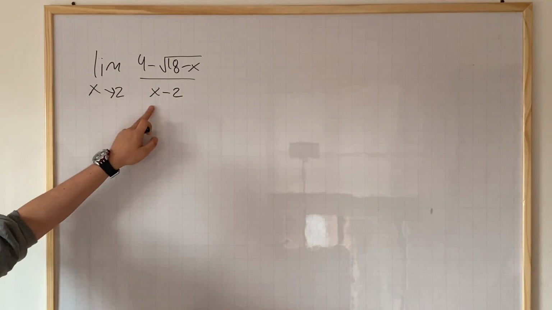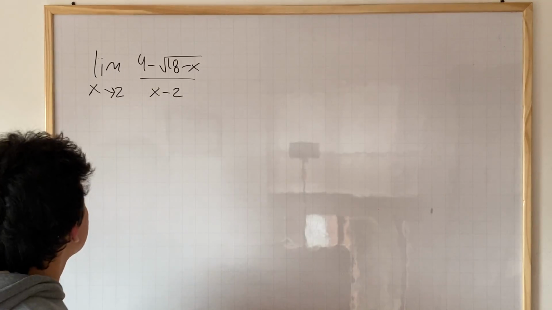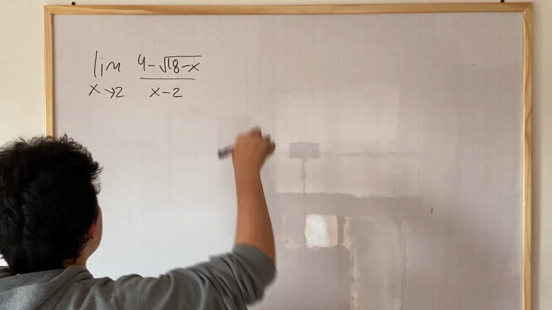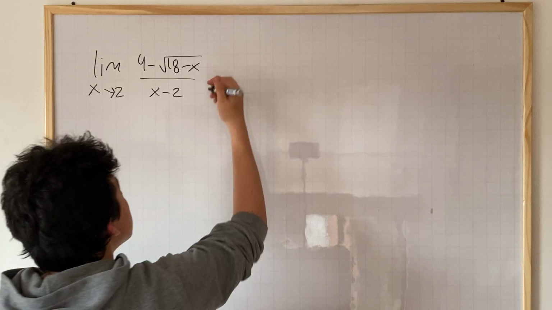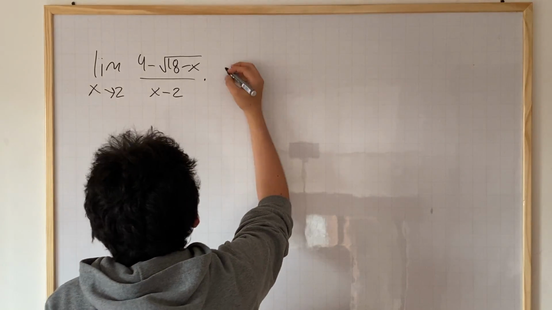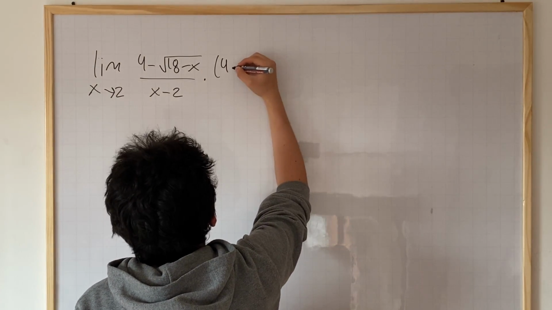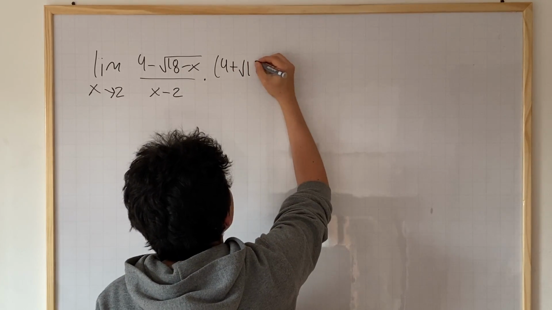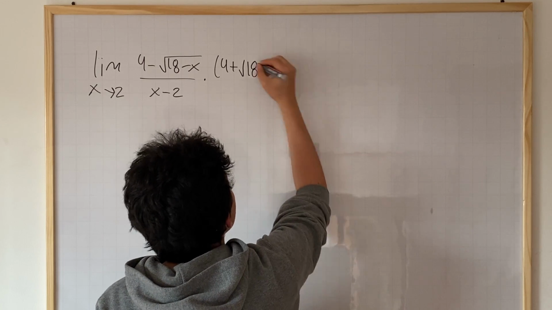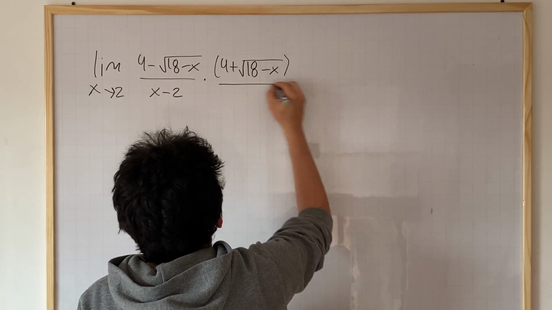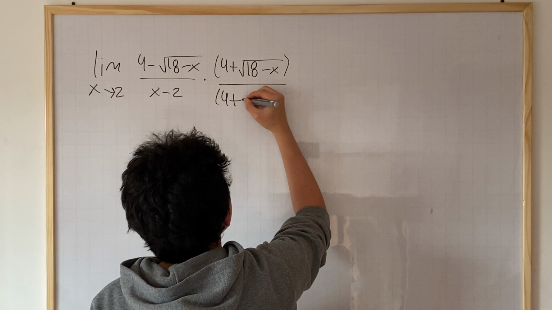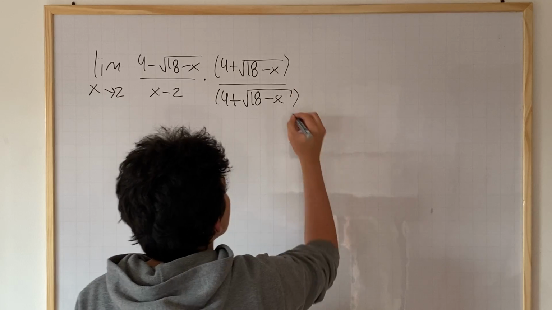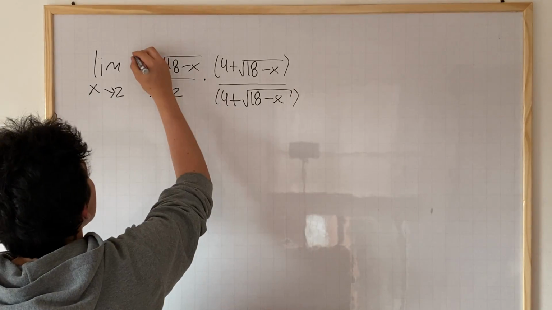So we know we can't plug in 2 because that would give us a division by 0. And what we need to do is multiply by the conjugate, top and bottom, the conjugate of the numerator in this case. This is just rationalizing. So we multiply by 4 plus, let's remember that is the conjugate, square root of 18 minus x, over the same thing, so we don't alter the initial expression. Okay, cool. And now let's FOIL everything.